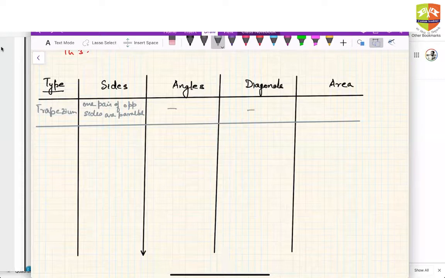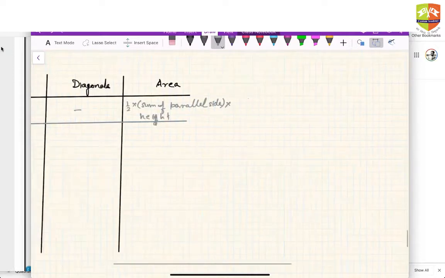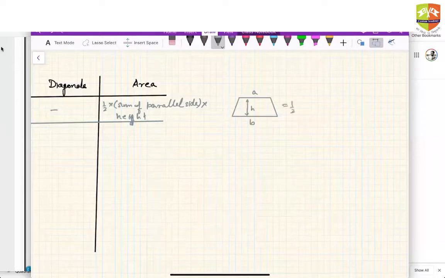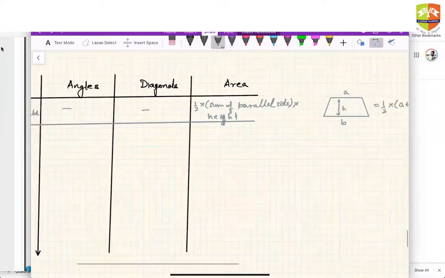Diagonals, nothing specific property. Area is given by half into sum of parallel sides into height. What is height? Height is this. So if you have to draw the diagram, let's say this is A, B, and this height is H. So it will be half into (A plus B) times H. Clear? This is all information about trapezium.